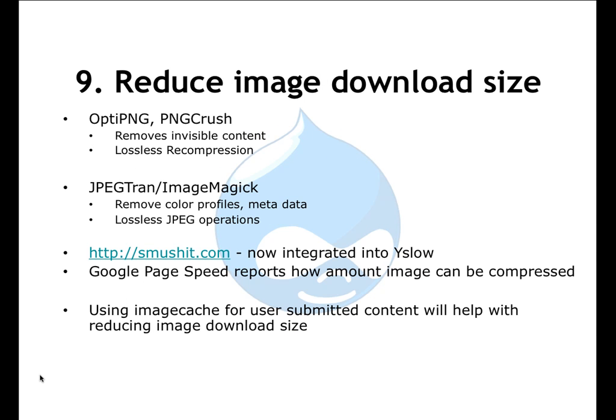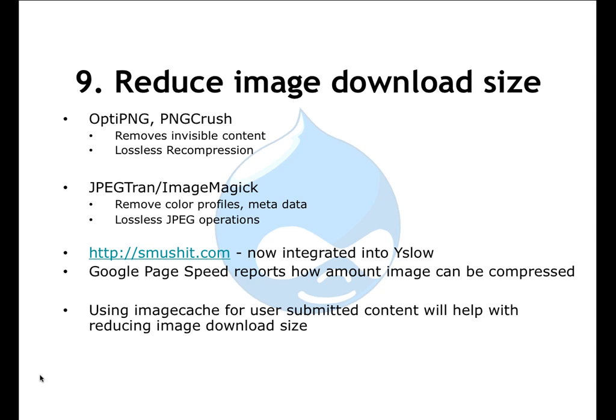You can also reduce the image download size. Typically on sites, you will see that when they have their header images or their footer images, they might not be fully optimized. You can use OptiPNG or PNGCrush, which will remove some of that invisible content, and it's all lossless compression, so the user won't notice any difference. You can also use JPEGTran or ImageMagick for JPEG operations, and YSlow actually has a plugin called Smush.it, which will do all of this for you.